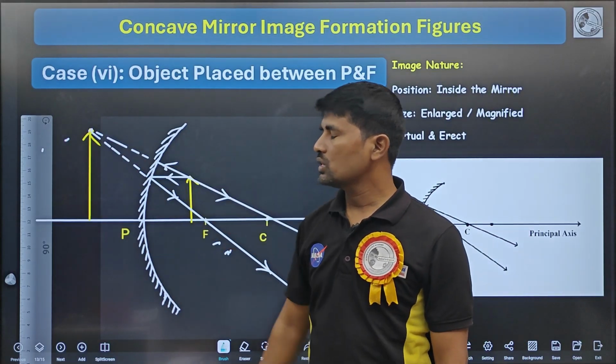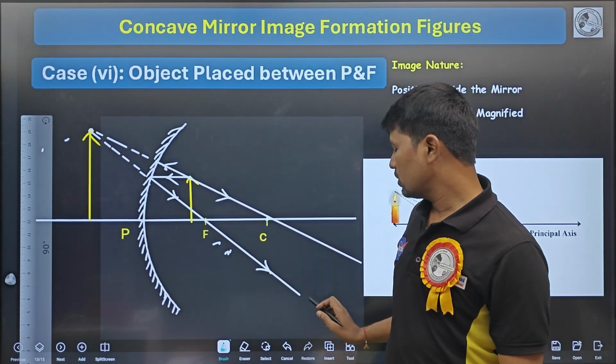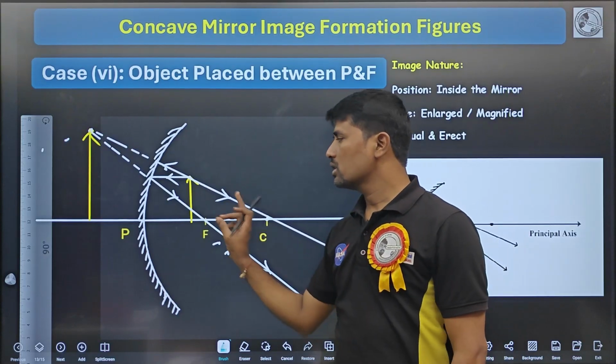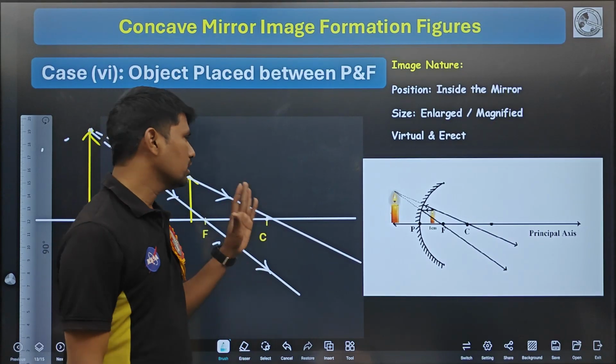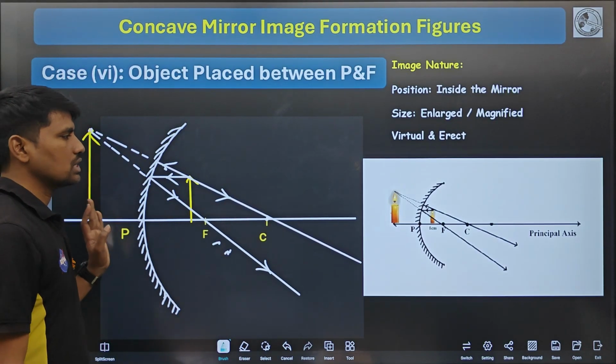That's why the image is formed there. So by seeing with our eye, the image of this object will appear in the mirror. So now the image is formed in the mirror, that's why this image is a virtual image.